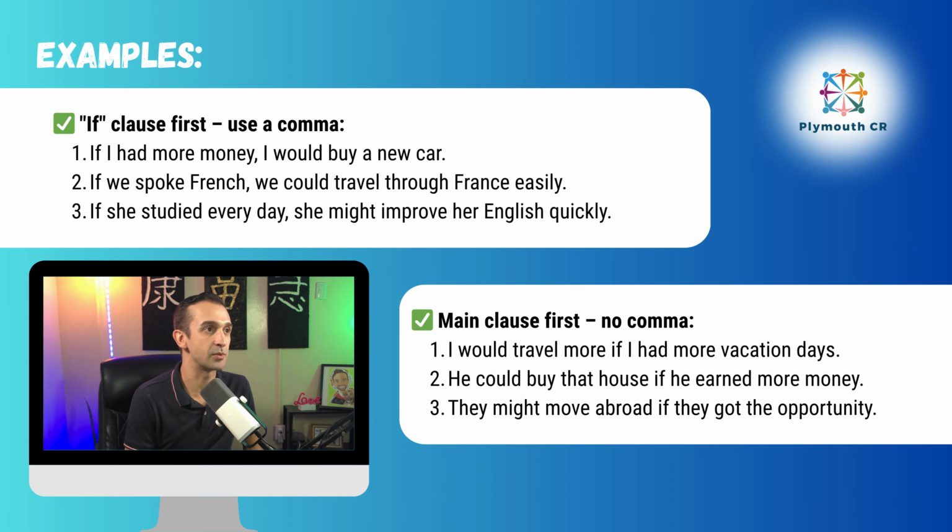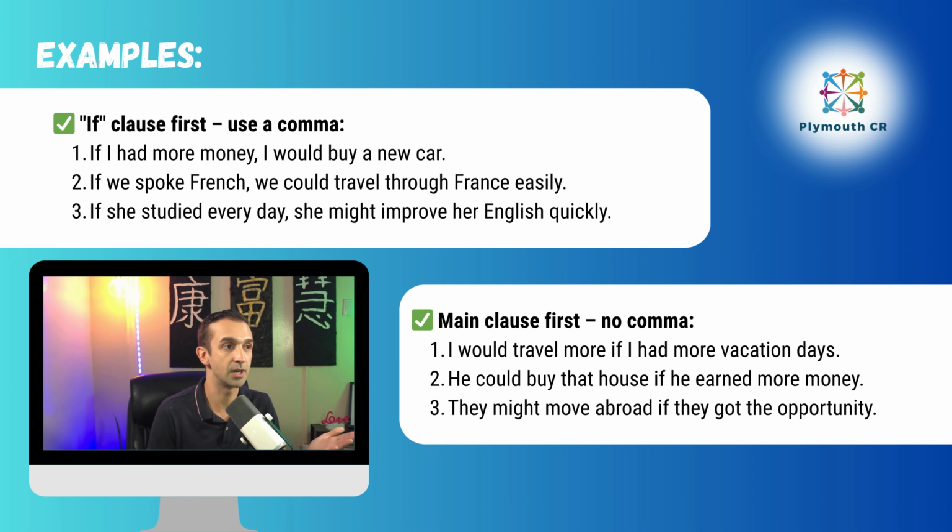So these are the examples for the affirmative structure, and I put here the two different variations in terms of the use of a comma, depending on where we put the conditional clause. So when the if clause or the conditional clause comes first, we have to use the comma. So we have here three examples.